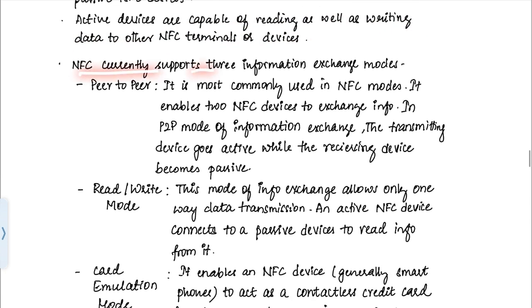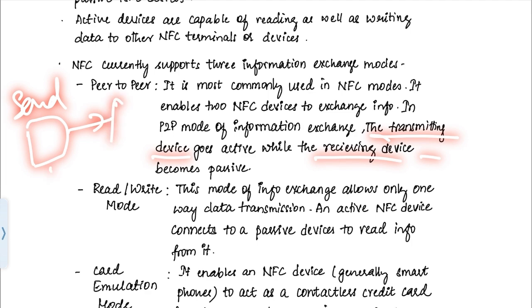NFC currently supports three information exchange models. The first one is peer-to-peer. It is most commonly used in NFC modes. It enables two NFC devices to exchange information. In peer-to-peer mode, the transmitting device goes active because it is sending the data, and the receiving device becomes passive because it is receiving the data.